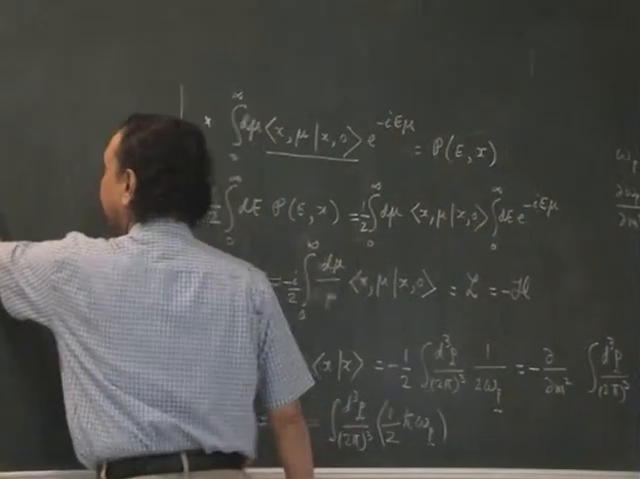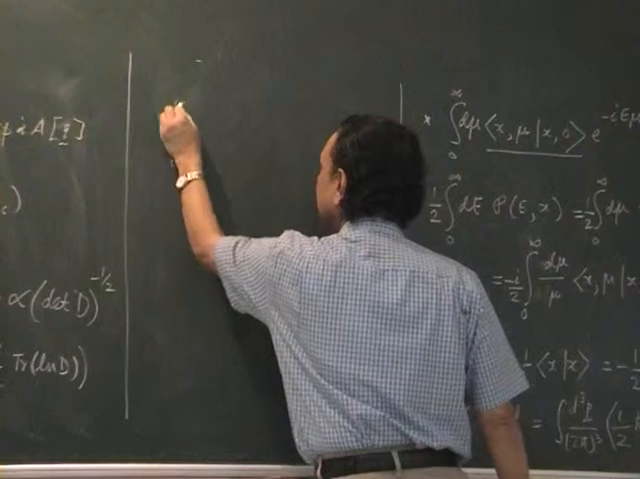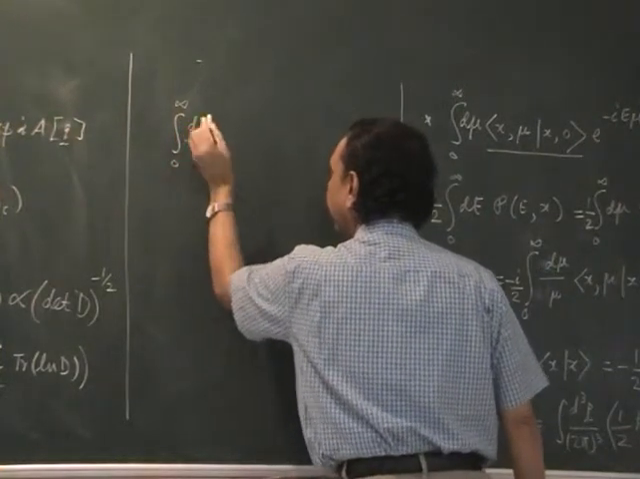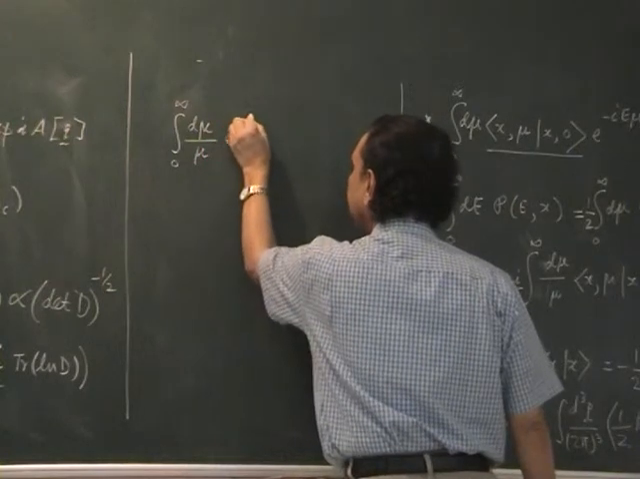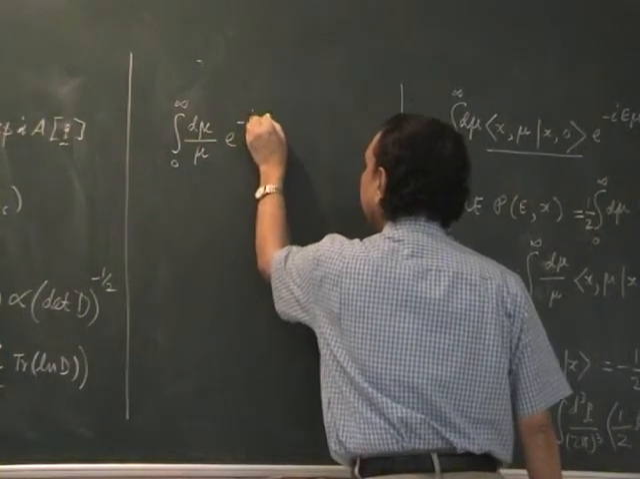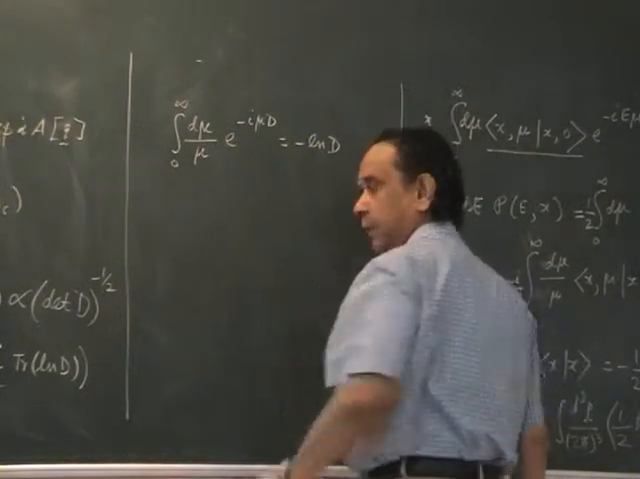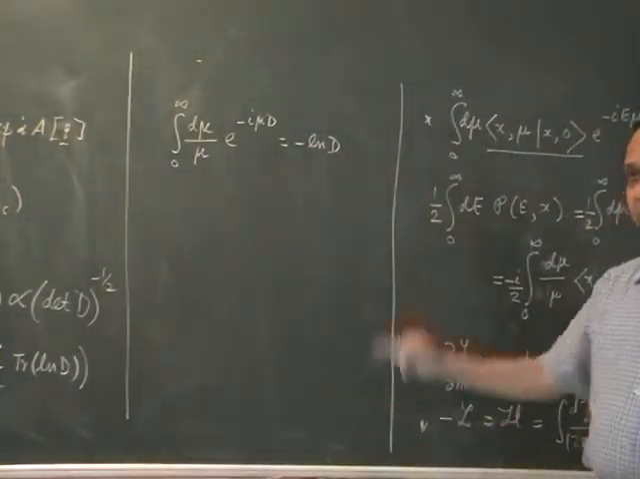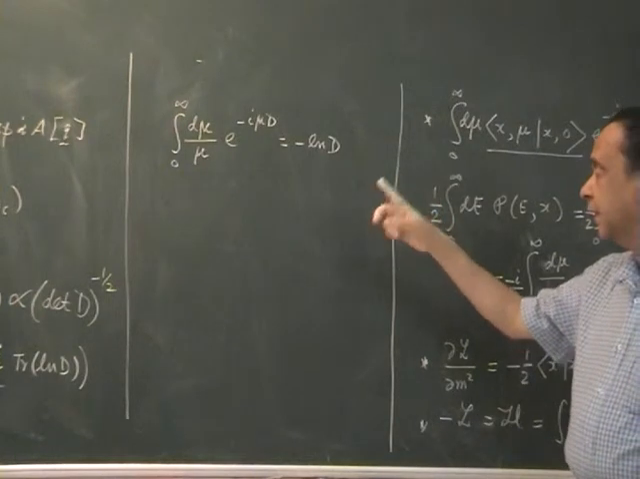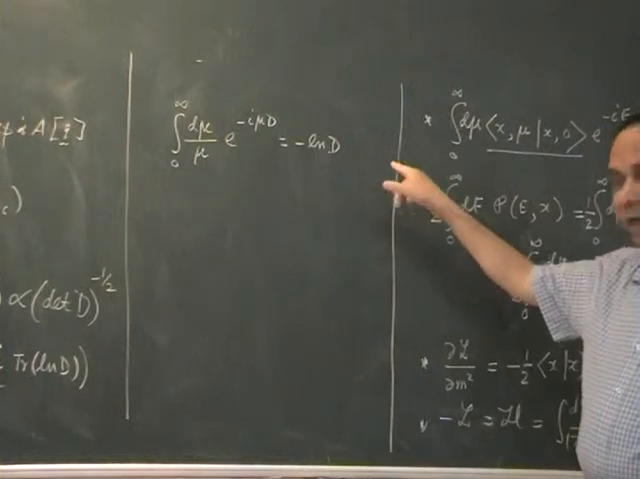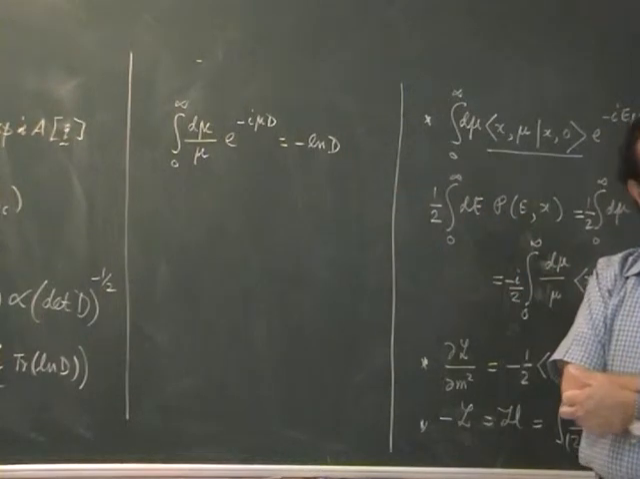There is a formula which tells you that the integral from 0 to infinity d mu upon mu of e to the minus i mu D is minus log D. The way to prove this formula is to differentiate both sides with respect to D. Then you will get a minus 1 by D here, and that integral will give you minus 1 by D.